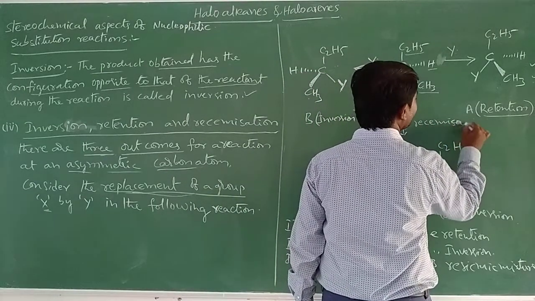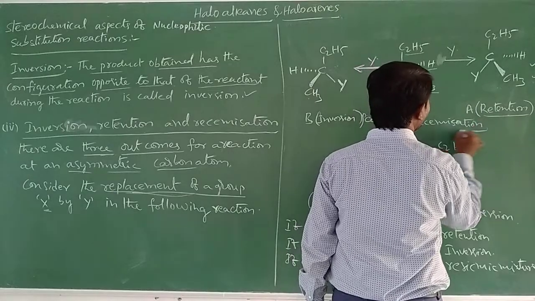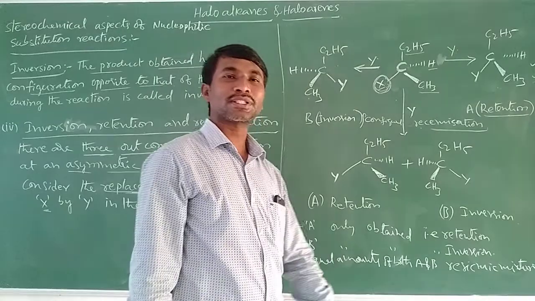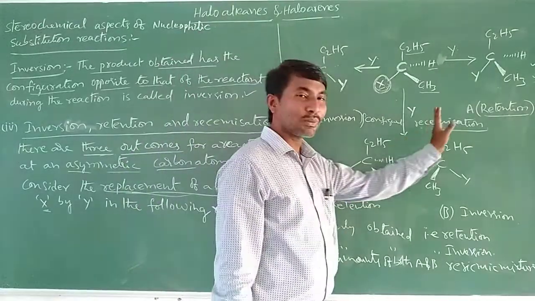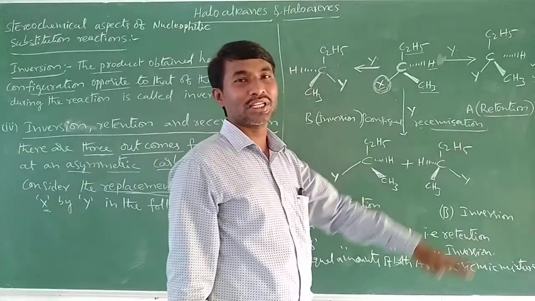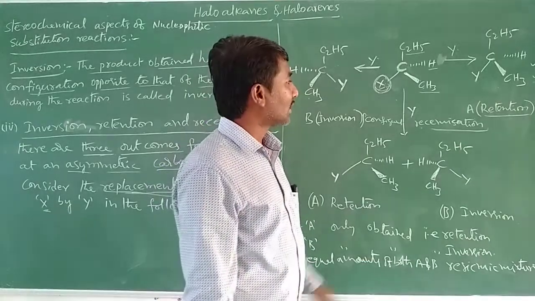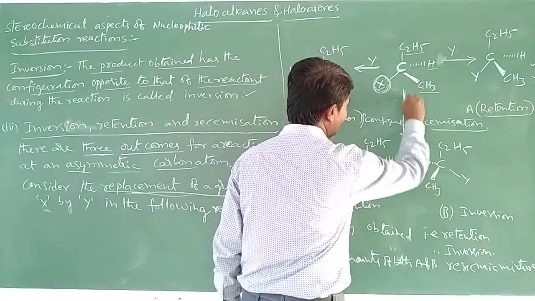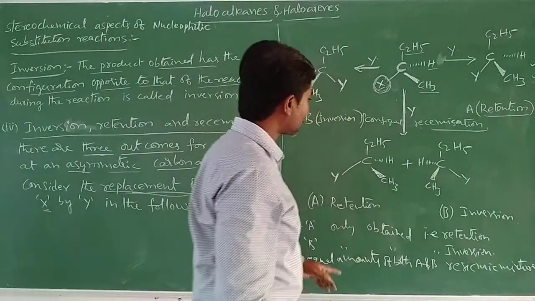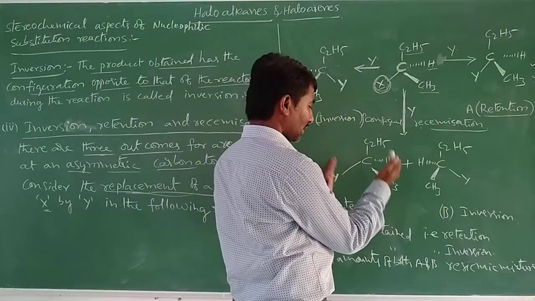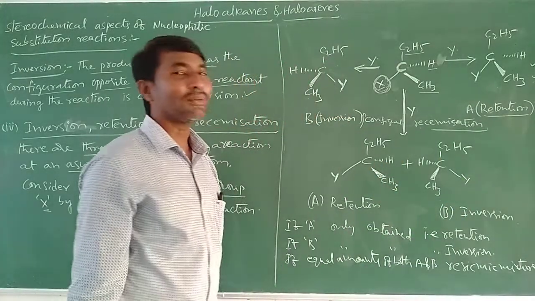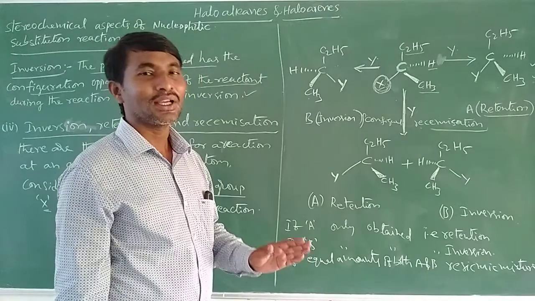Racemisation means the formation of a racemic mixture. The process of enantiomers converting into a racemic mixture is called racemization. So this reaction is racemization. It gives D and L products.